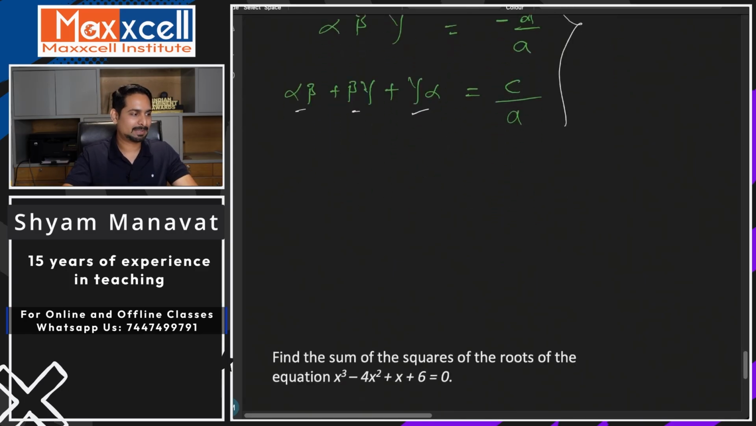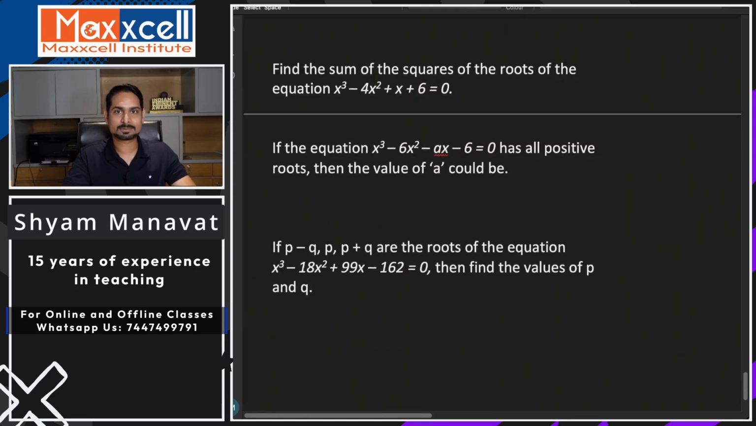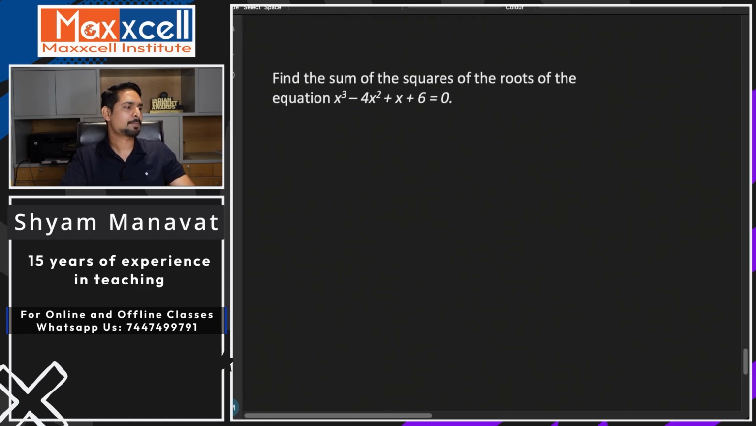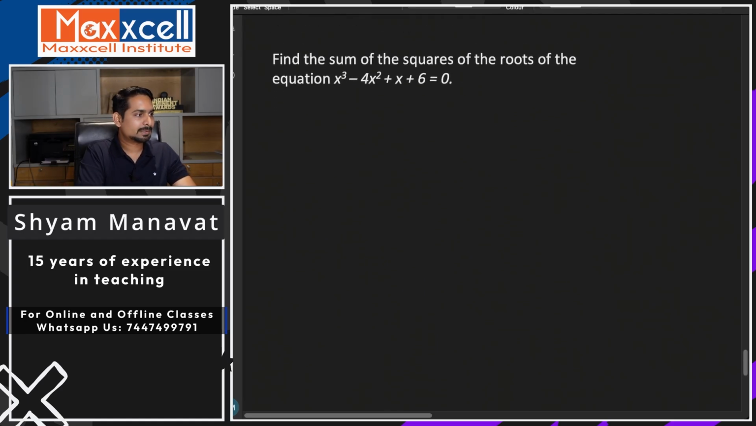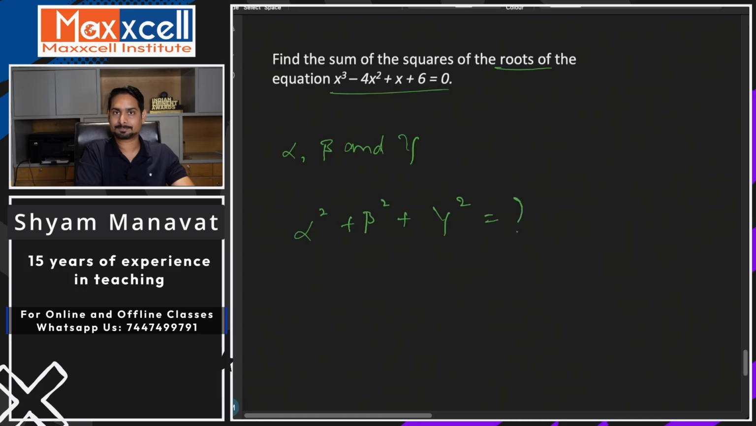Fine. Now see some applications of this. Sum of roots and product of roots. Let's see some applications of this. Here you got, okay, find the sum of square of roots for this. Sum of square of roots. That means if I take the roots of cubical equation as alpha, beta and gamma, here sum of square of roots has to be alpha square plus beta square plus gamma square. This is what we need to find.